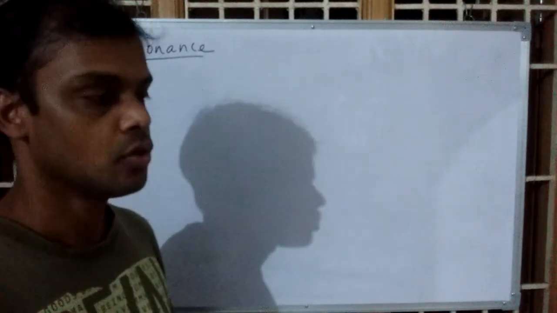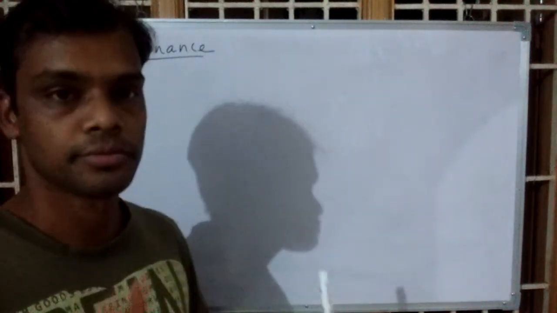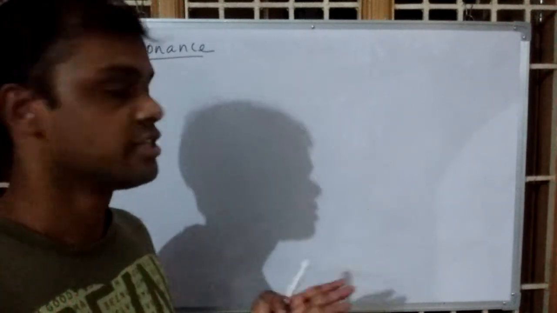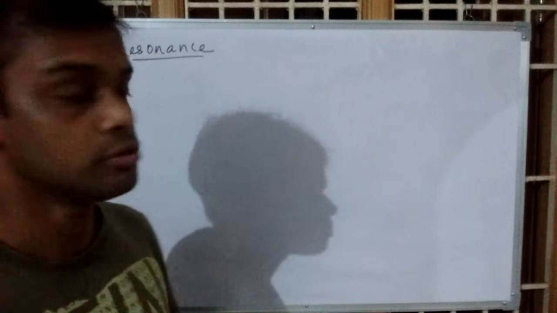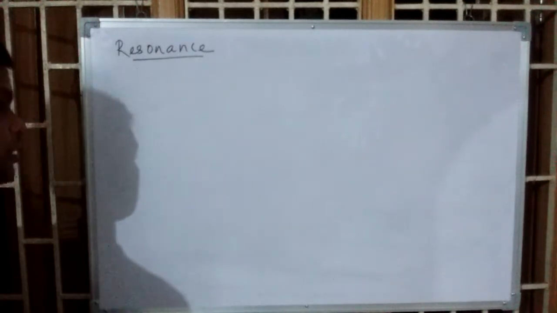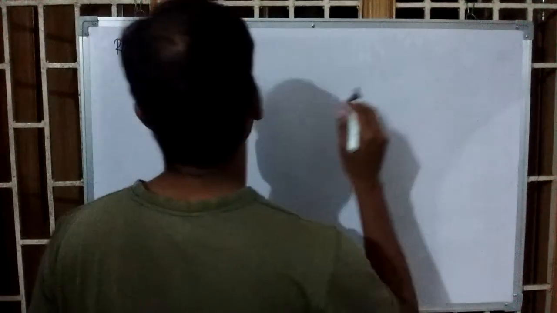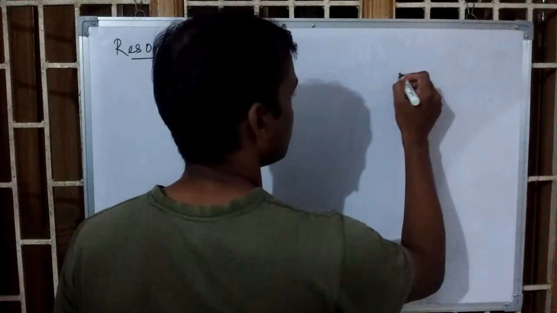In this class we shall discuss resonance. We have already discussed all types of circuits, that is resistive, inductive, capacitive as well as RLC circuit also. In this class we shall discuss a phenomenon called resonance. What is resonance in AC circuit?